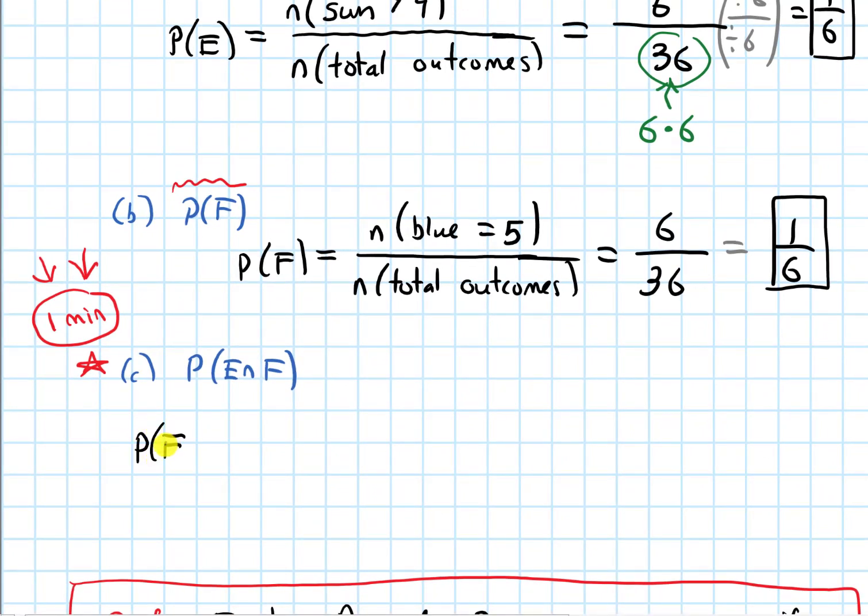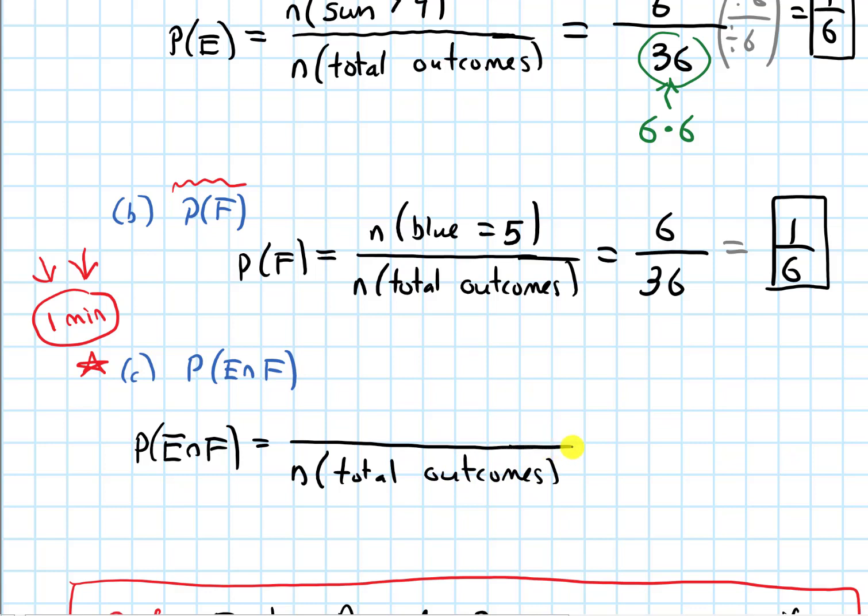So we want the probability of E intersected with F. So on the denominator again, we need to count the number of total outcomes. And in the numerator, we're going to count the number of ways for this intersection to happen. So for E to happen, we need the sum to be greater than 9, and for F to happen, we need the blue to be equal to 5.